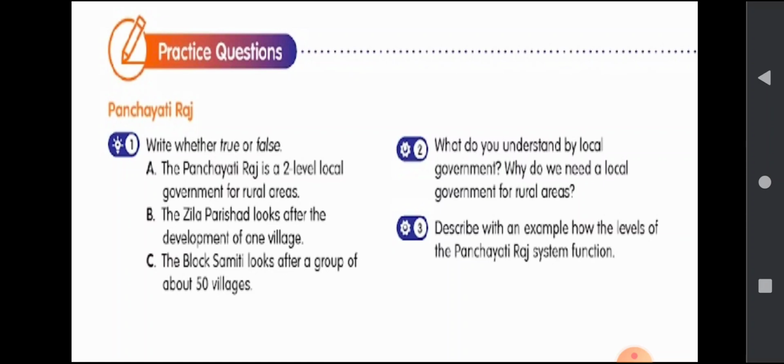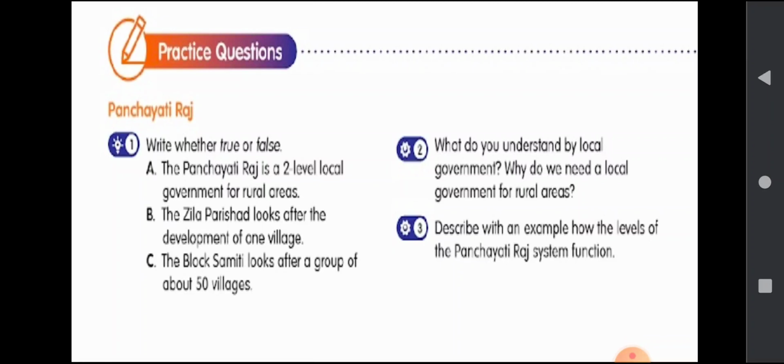Now the questions that you are going to do in your notebook: whatever notebook you have, where you did your volume 1 homework or volume 2 and 3 homework, doesn't matter. You can use any social studies notebook. Don't worry about it. This question is in the book, because it is true or false. The Panchayati Raj is a 2-level local government for rural areas. Think about it and write true or false. Second, the Zila Parishad looks after the development of one village. And the third one, the Block Samiti looks after a group of about 50 villages.